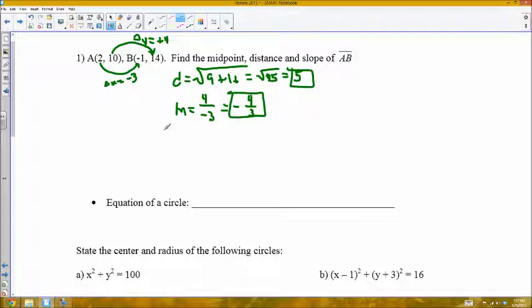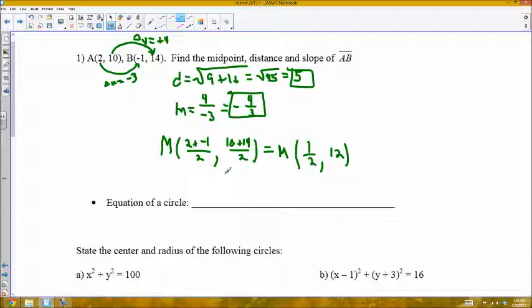And finally, if I want the midpoint, which is usually represented with a capital M, it is the average of these points. So it's no longer the change in y and the change in x. It'll be 2 plus negative 1 over 2, the average of the x values, and then the average of the y values, which will be 10 plus 14 over 2. Okay, so that point is really equal to, well, 2 plus negative 1 is 1, and 1 divided by 2 is 1/2. So that would be 1/2. 10 plus 14 is 24, divided by 2 is 12.